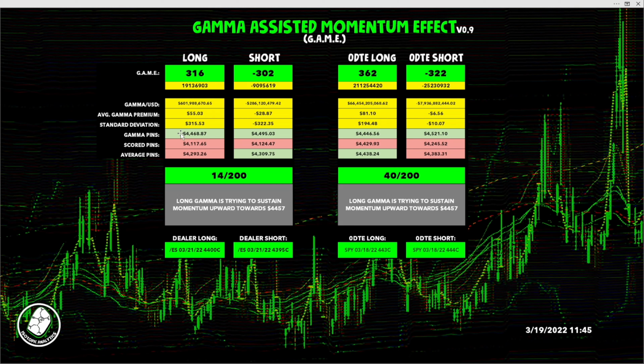The gamma pins are derived from the contracts. The scored pins are standardized against the set, much like my other stuff. And the average pins are exactly what it sounds like, an average of the two. This just helps you get an idea of where the gamma might be targeting. And in addition to that, you have the gamma target itself from the sentence down here.